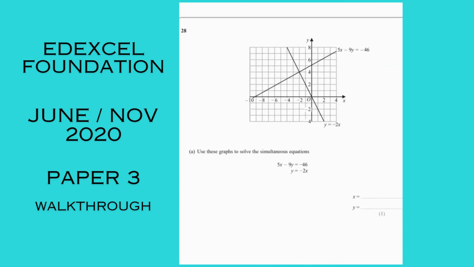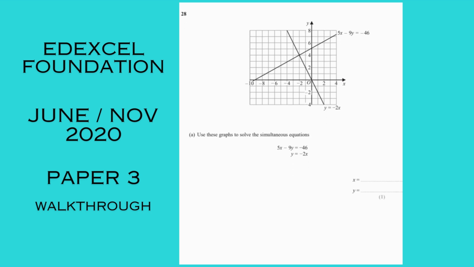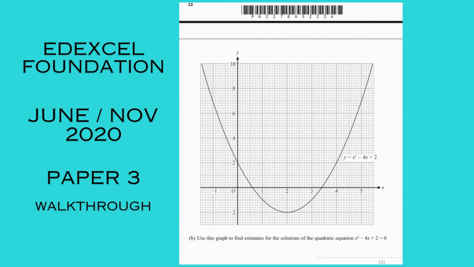Next. So, not as tricky as it looks. Do note at how many marks it's worth. Just the one. Use the graph. They've drawn them for you. All it's asking. Solutions are where things cross. The x-coordinate is -2. The y-coordinate is +4. That's it. Only worth one.